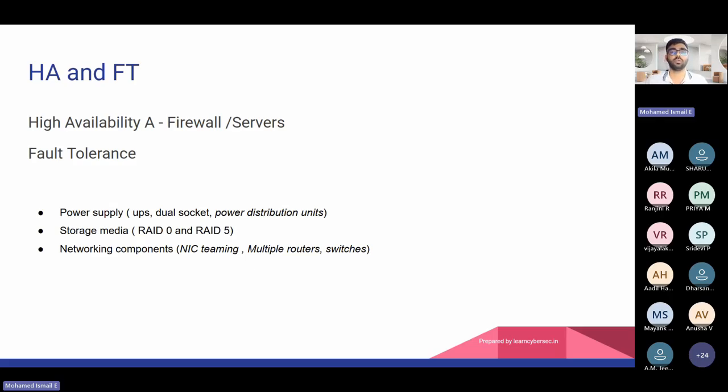Network components like Wi-Fi or NIC, network interface cards. You may have two network interface cards, like the server comes with two RJ45 ports or two serial ports. If one port is down, another port will take care. So that is NIC teaming already there in the servers and networking devices.